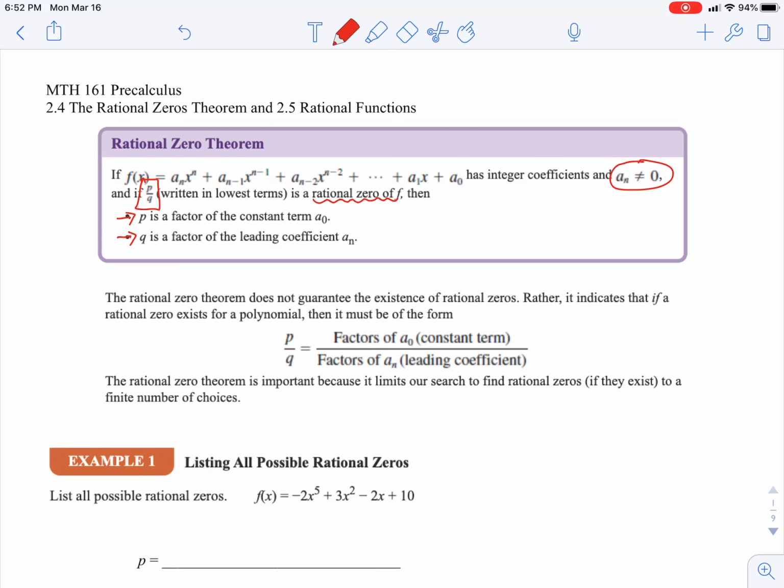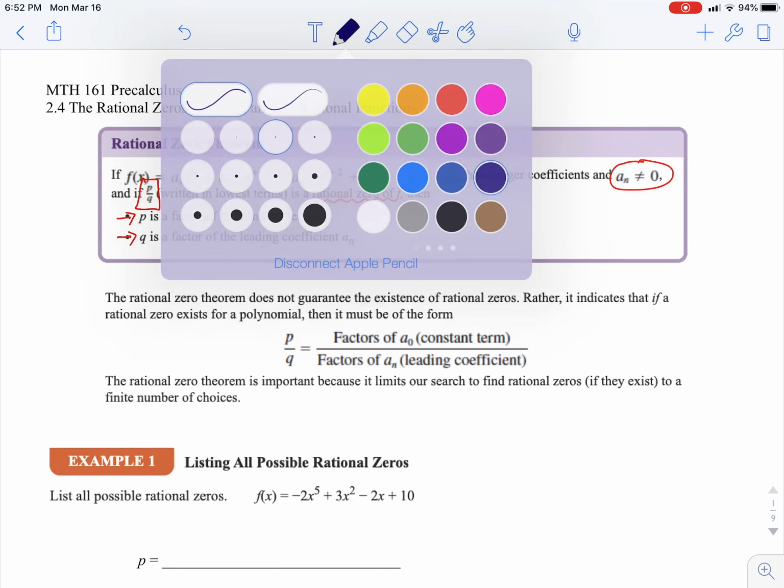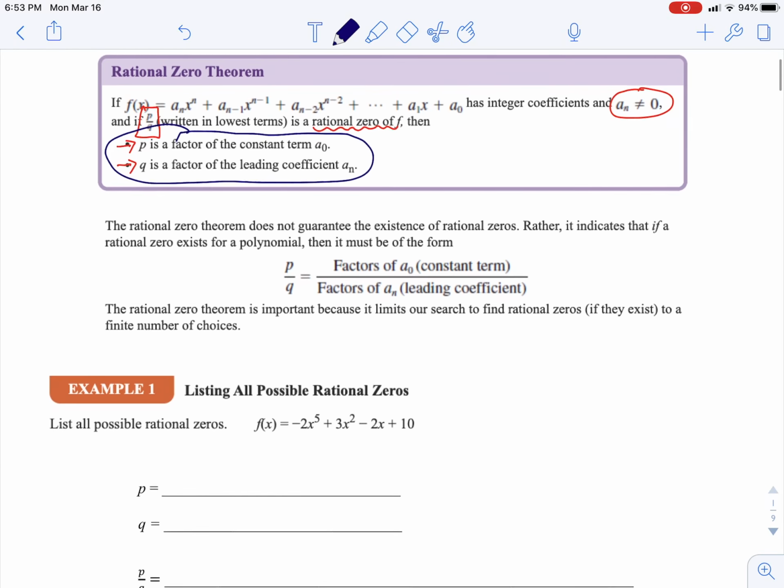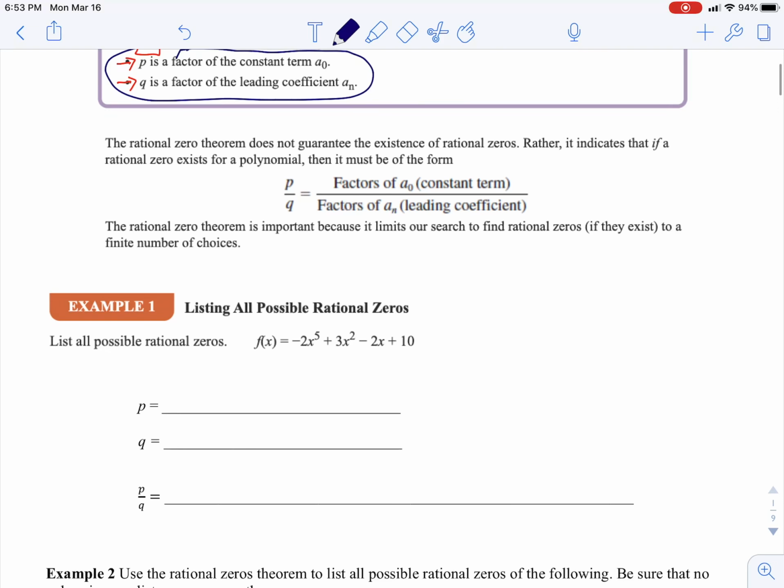Now we're actually going to use this theorem. We're going to go ahead and find the possible list of rational zeros by finding these p's and q's. And how I will ask you on the exam will be something like this. I'll ask you to list all possible rational zeros, and I will give you a polynomial. Okay, so let's see.